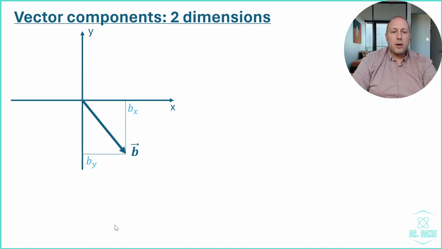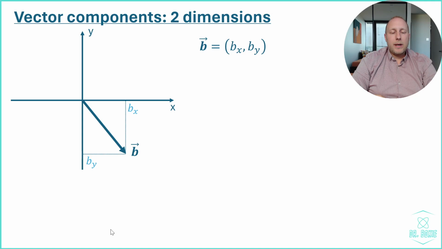The vector b will often be written as (bx, by), as a couple of two numbers. Bx and by are indeed numbers. Bx is in this case positive and by is negative. B itself is an arrow, a vector, and we will often represent it as this couple.